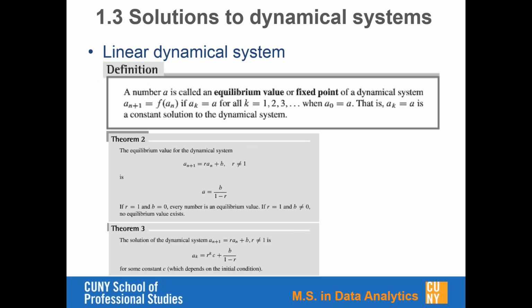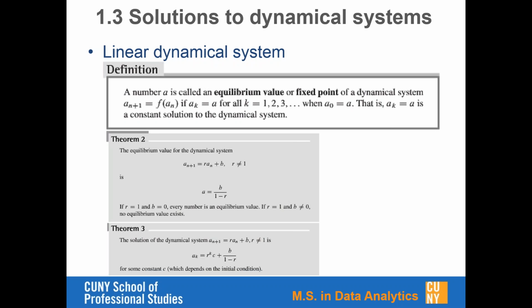And then a number a is called an equilibrium value or fixed point of a dynamic system. For this particular function, if a_k equals a for all k equal to 1, 2, 3, etc. When a_0 is a, that is, a_k equals a. It's a constant solution to the dynamic system.